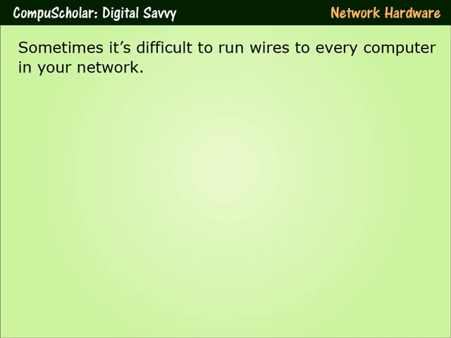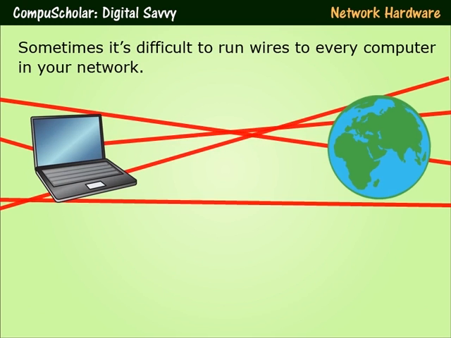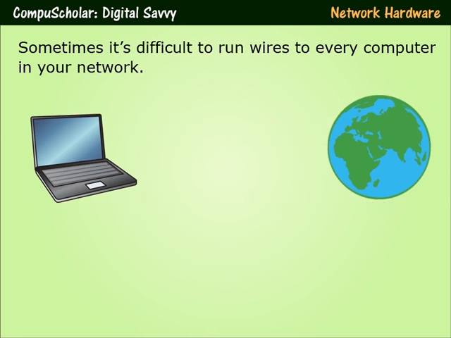Sometimes it's difficult to run wires everywhere. If you want to use a laptop sitting on your couch, you certainly don't want wires running through the living room. Fortunately, wireless network adapters or Wi-Fi adapters can be used. These adapters connect to your network using radio signals. Most networks can support both wired Ethernet connections and wireless Wi-Fi connections at the same time.